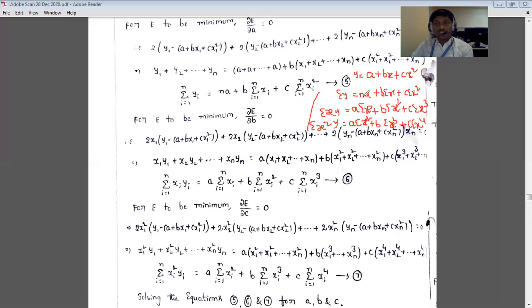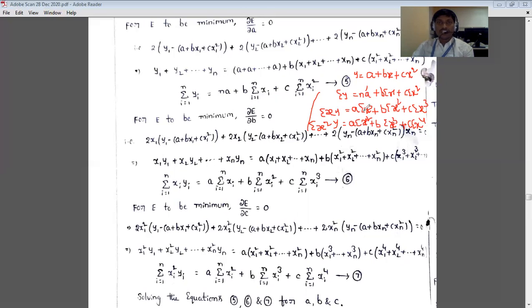Okay, so here, simply for the first normal equation, we are applying summation, and only for a we are writing constant n. Next, we are multiplying the entire one with x: summation xy, a summation x, b summation x square, c summation x cube. And next one, we are multiplying with x again. Already here it is having x. If you multiply that one with x square, x square into x is x cube, and x cube into x is nothing but x power 4. So these are the three normal equations.